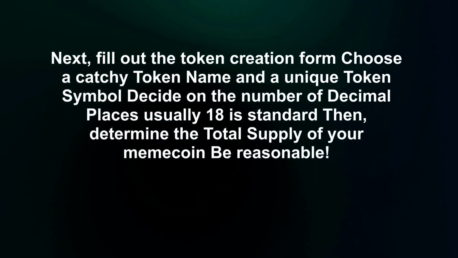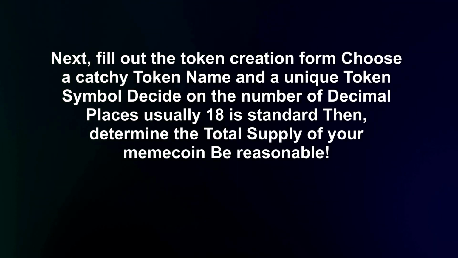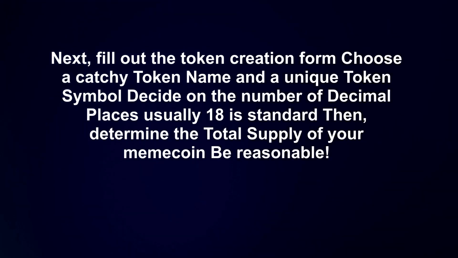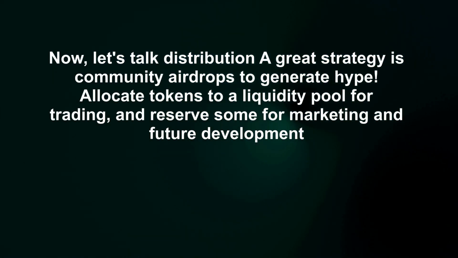Next, fill out the token creation form. Choose a catchy token name and a unique token symbol. Decide on the number of decimal places, usually 18 is standard. Then, determine the total supply of your Memecoin. Be reasonable. Now, let's talk distribution.